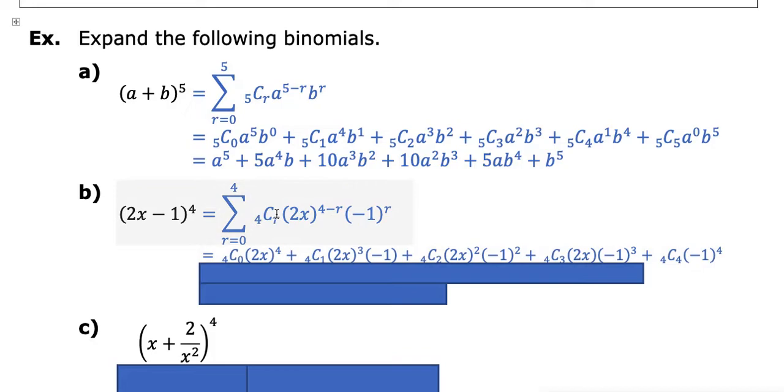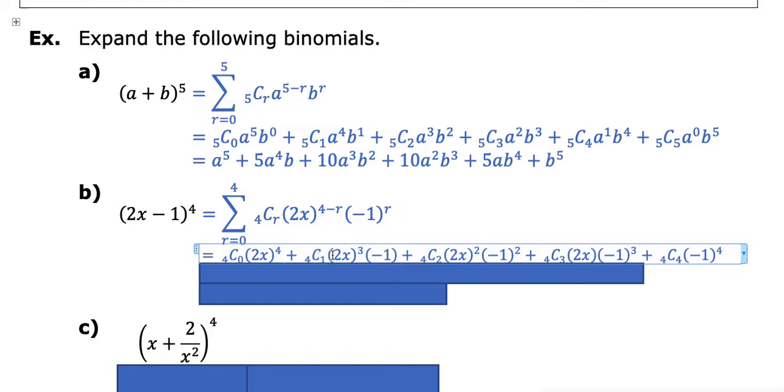4 choose 0 is going to be the first term, and then 2x to the power 4 minus 0. So that's going to be to the power 4. And as long as you remember that the first term starts off as the largest value to the power 4, and then the next term is going to be to the power 0, so it starts off at 0, the sum of the exponents will always be equal to 4. So we don't need to necessarily write something to the power 0.